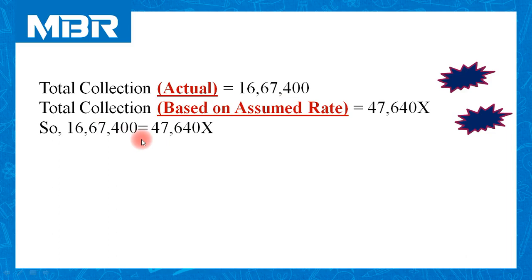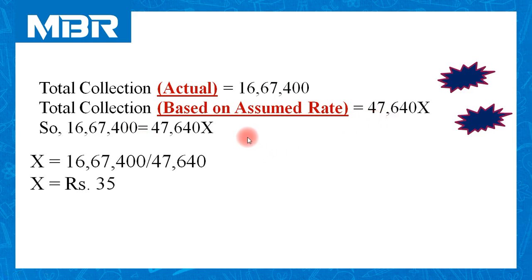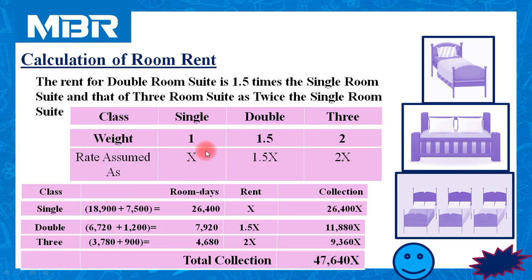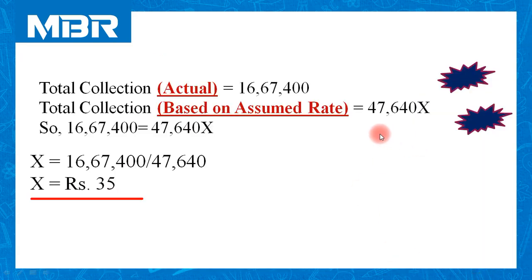So 16,67,400 equals 47,640x. In this way, you can calculate the value of x. So the value of x is rupees 35. Now, using x equal to 35, keeping the assumed rates x, 1.5x and 2x in your mind, you can easily calculate room rent.